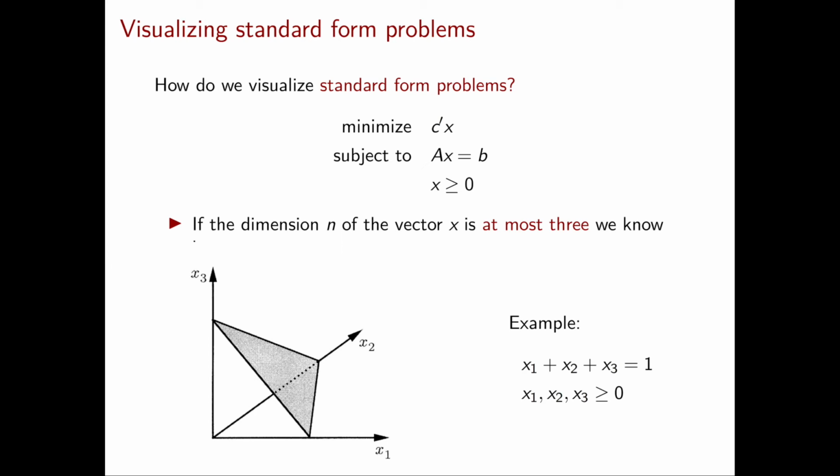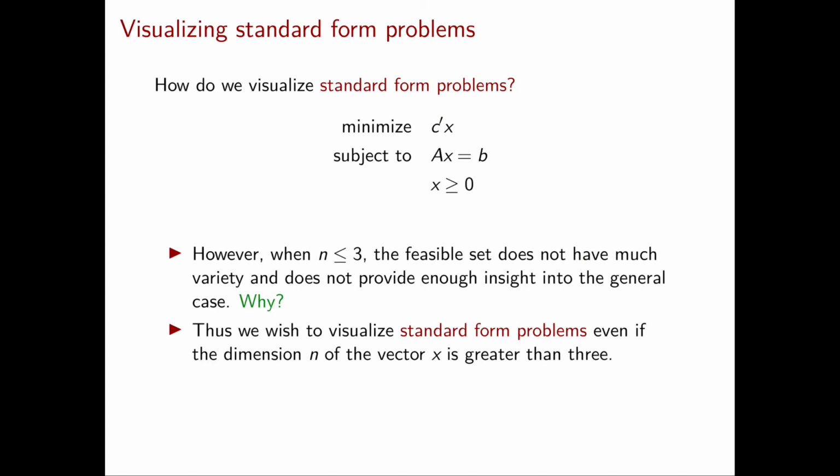Unfortunately, while for general form problems in dimension 2 or 3 we can obtain fairly interesting problems already, in dimension at most 3, standard form problems can't look that complicated because of the special structure of a standard form problem. In fact, if you think about it, if you have a bounded feasible region, you can quickly realize that you will have either a triangle or a segment or a point. Fortunately, in the case of standard form problems, we are sometimes able to visualize the problem even if the dimension of n is greater than 3.